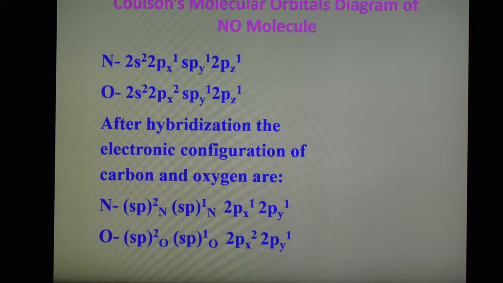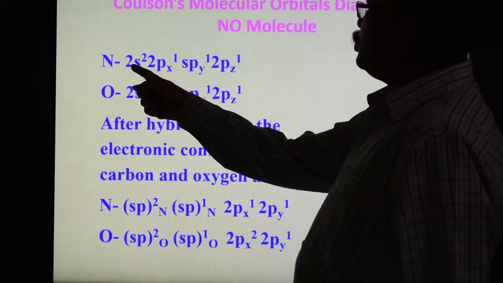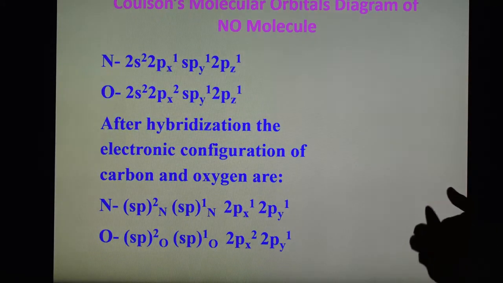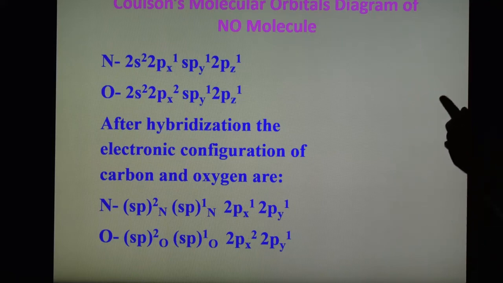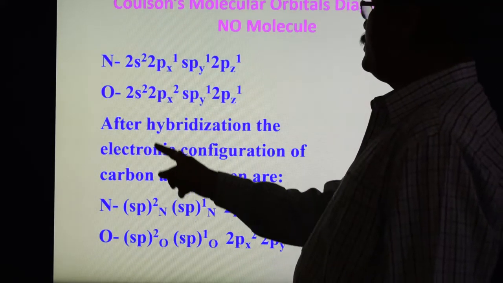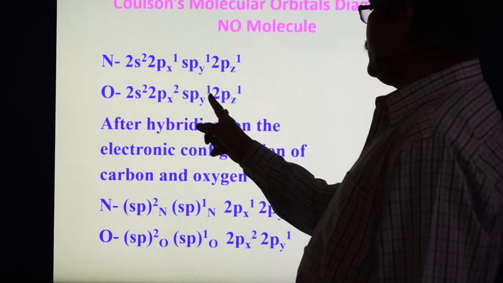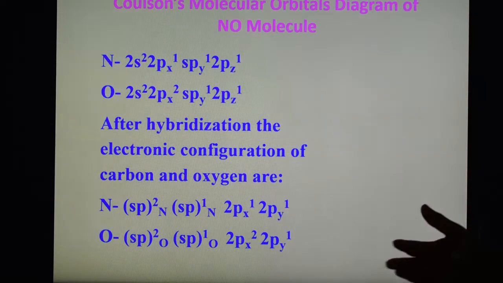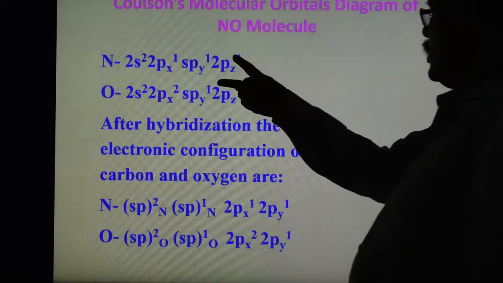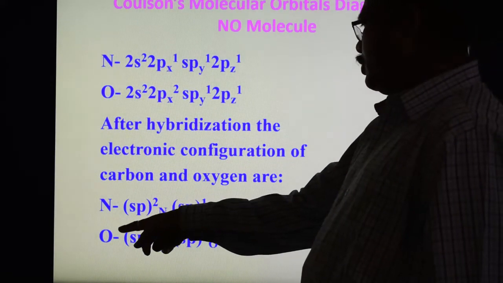And now, after this valence shell configuration, the 2s and 2pz orbitals undergo hybridization, forming a new orbital, which is represented by sp(n). In the case of oxygen also, the 2s and 2pz orbitals undergo hybridization, forming a new orbital sp(o). Now this same configuration after hybridization is shown here.